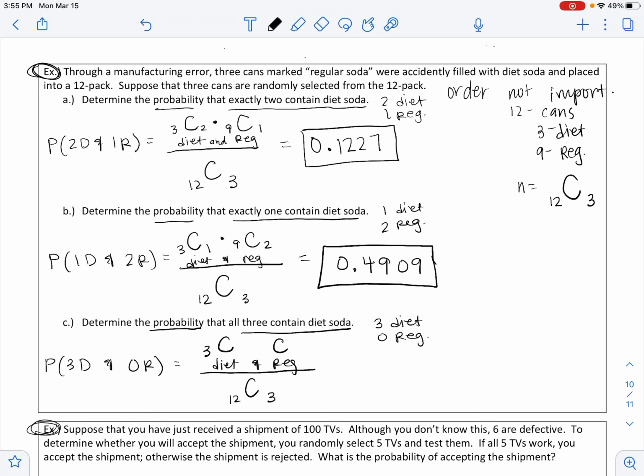We had a total of 3 possible cans that we can select for our diet, and we selected all 3 in this problem. And means multiplying. Regular, we have 9 total, and we're going to select 0 of those. Working this out, the probability of selecting all 3 diet cans randomly is going to be small. So 0.0045.